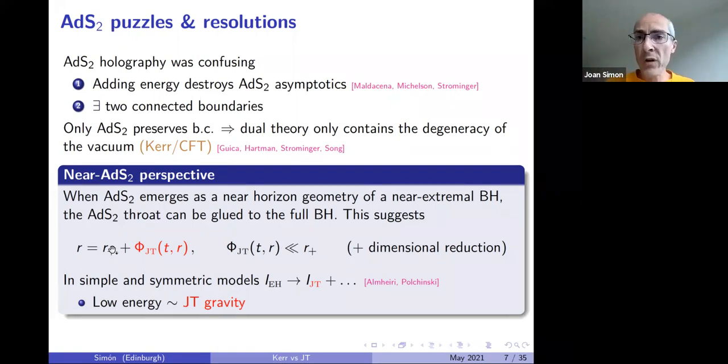This, together with a dimensional reduction, meaning if you start in 4 dimensions, you reduce on the 2-sphere, for instance, allowed Almheiri and Polchinski to derive from the Einstein-Hilbert action, like the one that I'm using here as a toy model, some 2D effective action, which is the Jackiw-Teitelboim. So what they wanted to argue in this early paper is that the low energy physics that I've been trying to advocate using different arguments is controlled by JT gravity, but this AdS2 throat is connected to the rest of the universe, and near-extremal black holes are evidence for that.